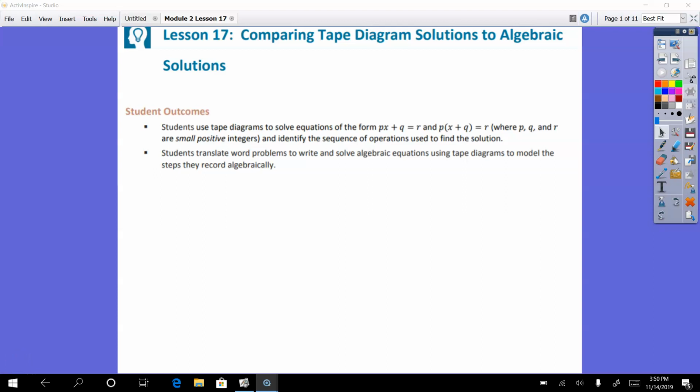Hi, this is Ms. Pellegrin, and today we are looking at Module 2, Lesson 17, Comparing Tape Diagrams, Solutions to Algebraic Solutions. So today we are going to be using tape diagrams to solve equations, and we're going to talk about the sequence of operations used to find the solution, so those properties that allow us to do it. And so then we're also going to look at these tape diagrams and make some algebraic equations with them as well.